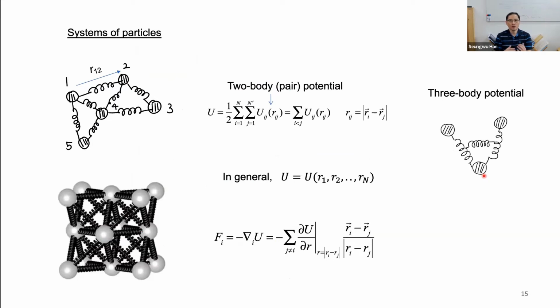Okay, in reality, in actual materials, there are many atoms, and we can say that they are connected by effective springs. And if this is just a spring that we have discussed before, then this is the two-body or pair potential, which in each sum will give you the total potential energy. But this is not the only potential type, because if the springs are connected in a form like this, then it effectively has a three-body potential. Or in general, all the atoms' positions are needed to describe the potential.